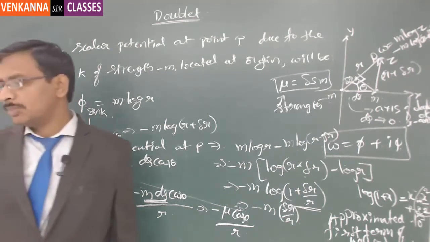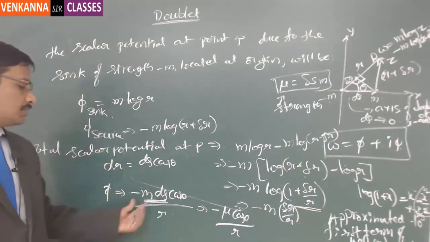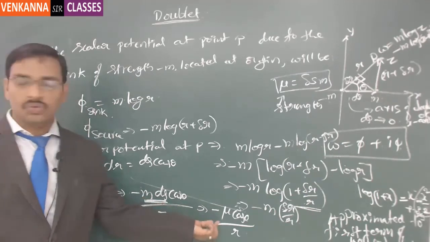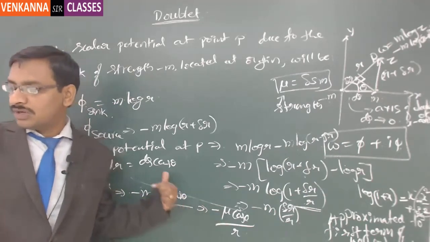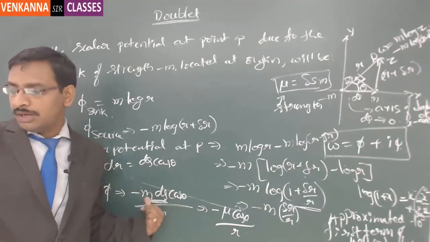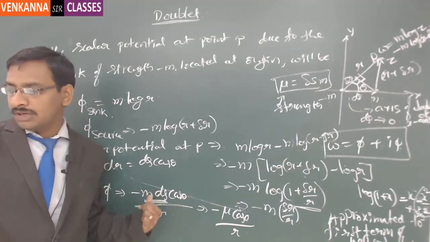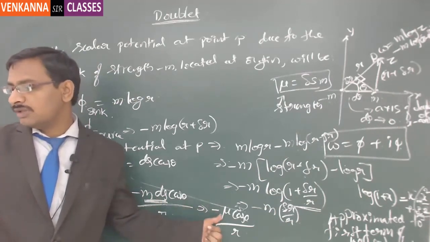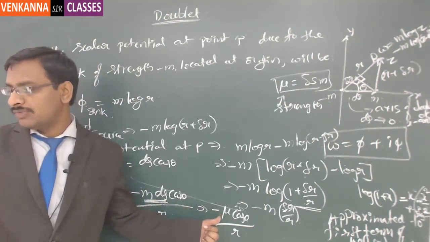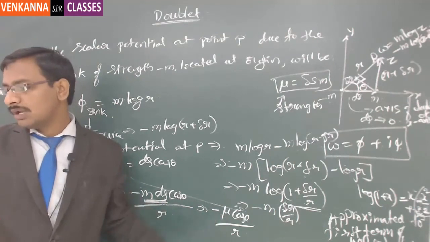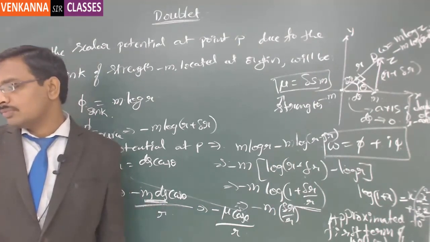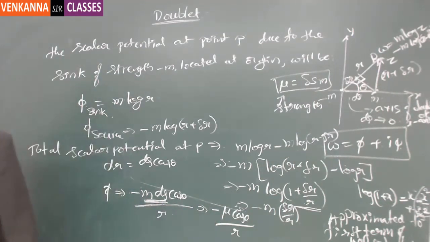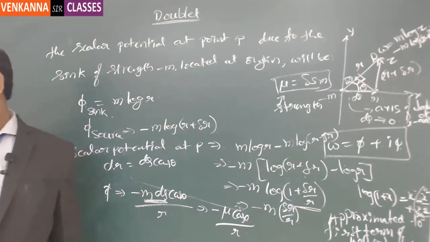Any questions on this? I hope everybody understood. Now m into ds you can treat as mu, because this is what we have defined for the doublet: the strength of the doublet will be m into ds. So this is the strength of the doublet, which we will represent with the help of mu. This is the letter mu. So then mu cos theta by r. Got it? Noted down till this point? Okay.